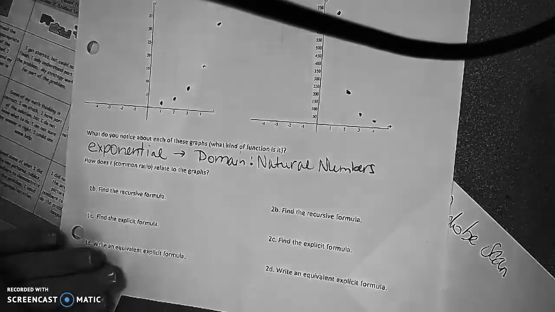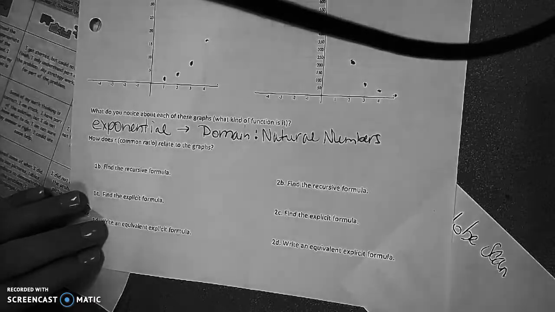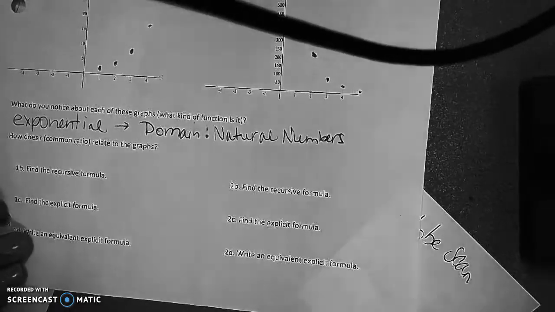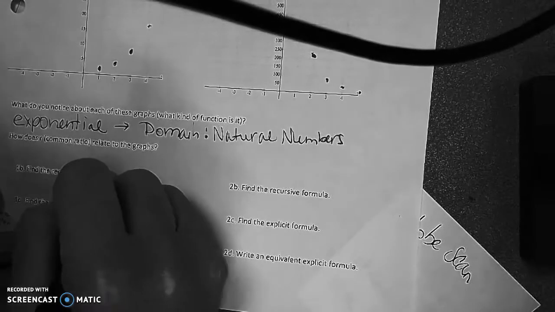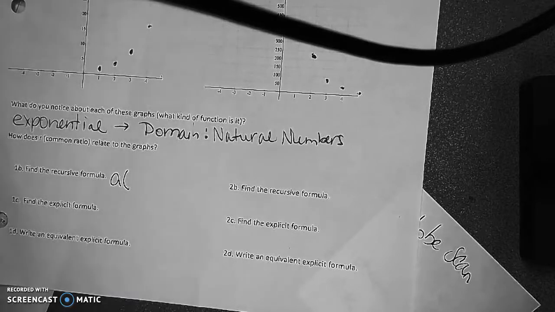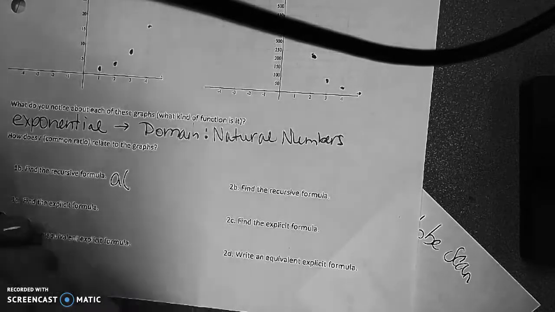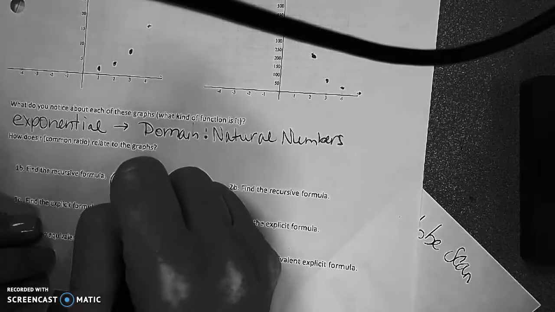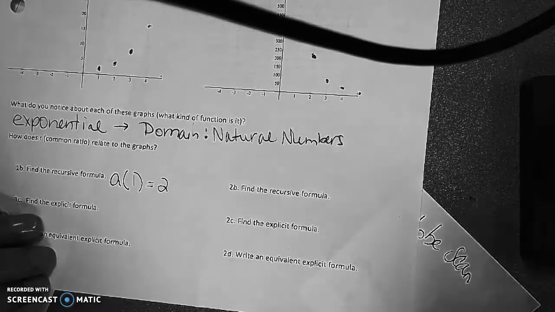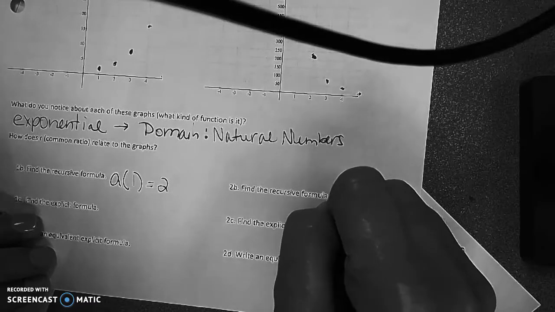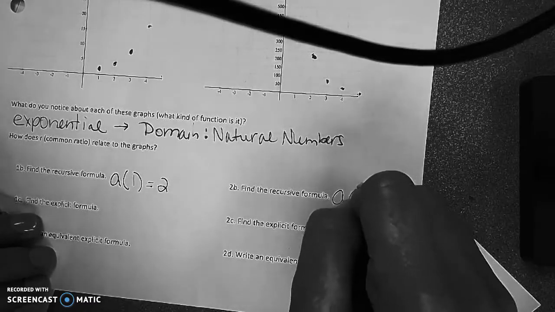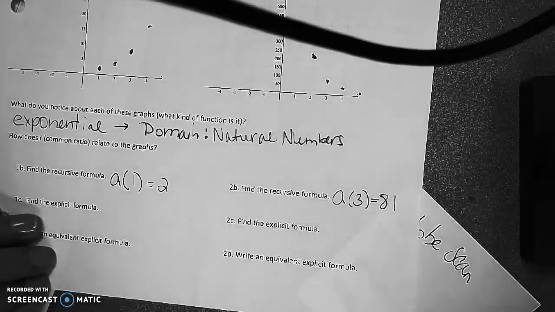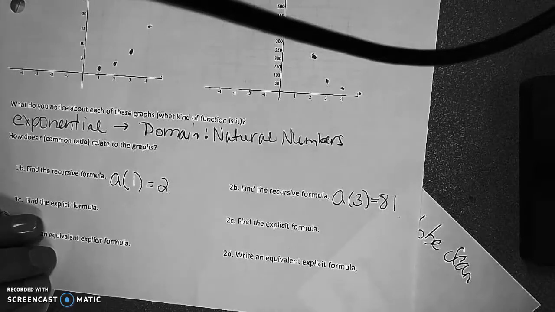Write the recursive formula. Now, as a reminder, the recursive formula has two parts to it. So first, I need to even know what term I'm going to multiply. And I can use a lot of different things. I'm going to, for this first example, say that A1 is 2. And actually, let's change it up on the second one. Let's use the fact that A3 is 81. That still gives us a number to multiply by.